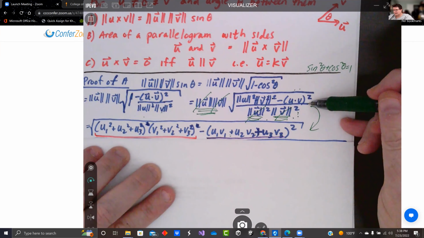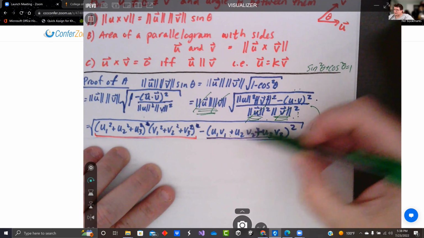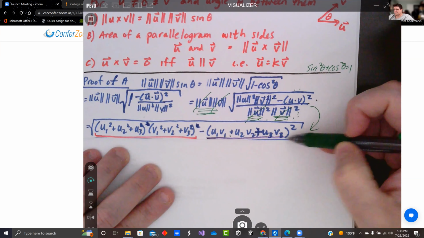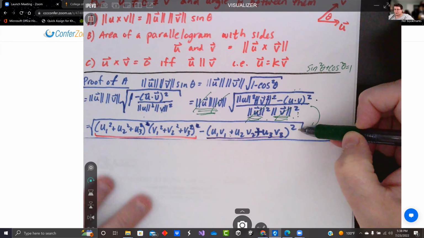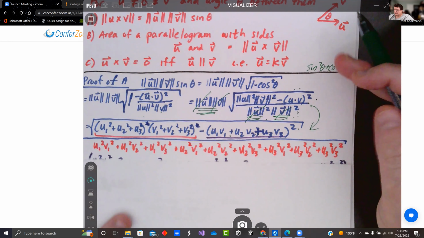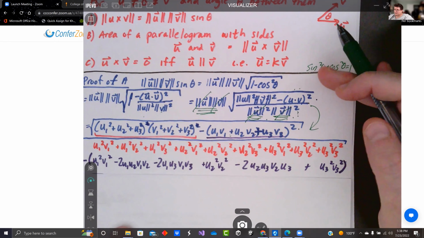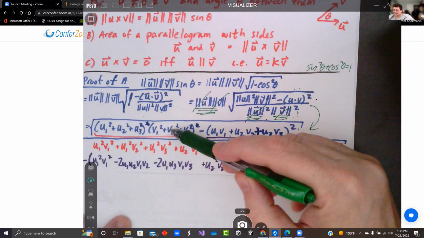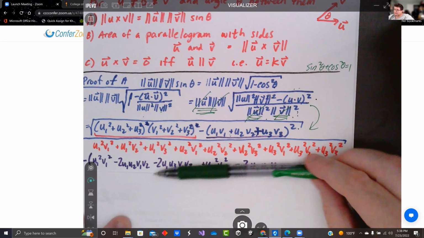U dot V is U1 V1 plus U2 V2 plus U3 V3. Still haven't dealt with the square yet. So let's redo this where I deal with the square. These two are multiplied together. They make the top red line.